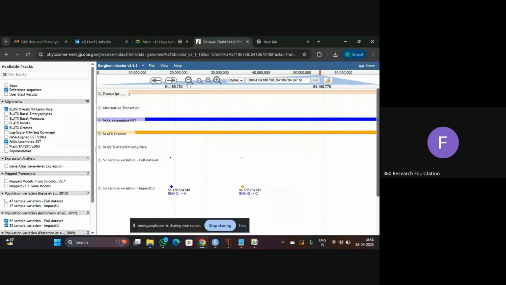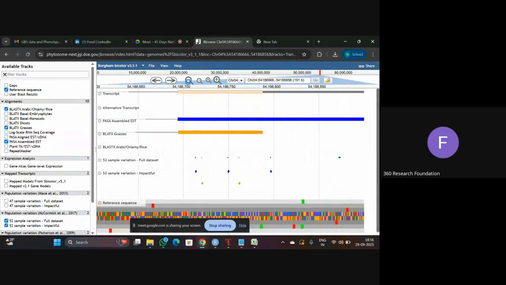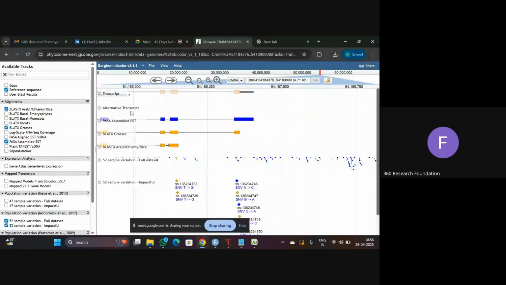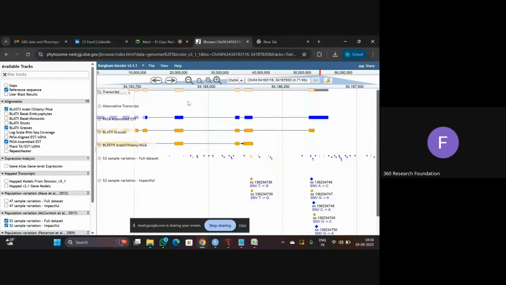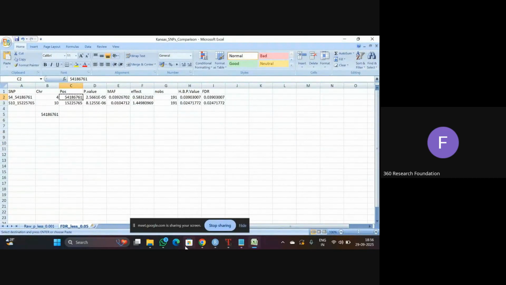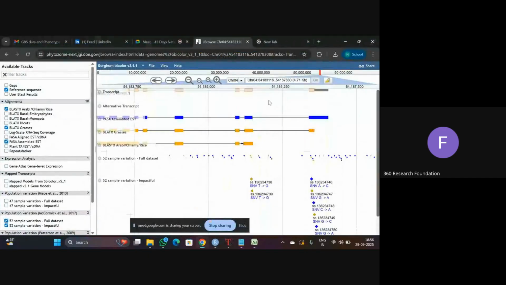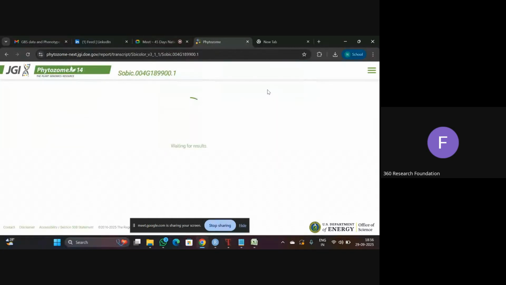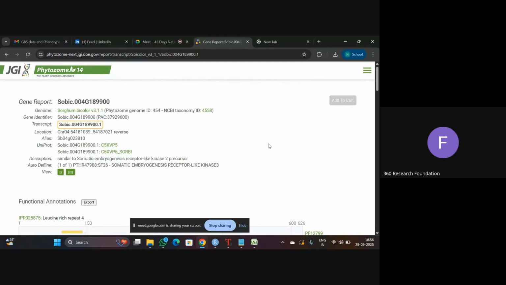If you lower this zoom, this is your gene. The marker on the 4th chromosome, with this position, is located on this gene. This means it is not a false positive. If you double click on that, today it is working well. Thank God. Yeah, so see here.